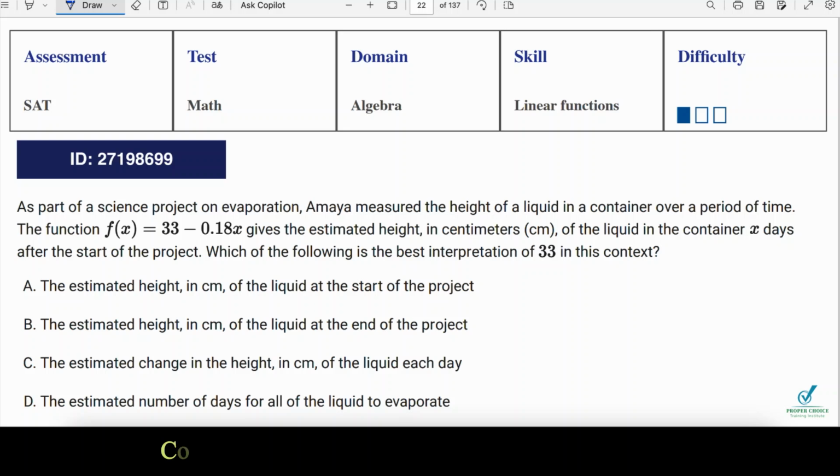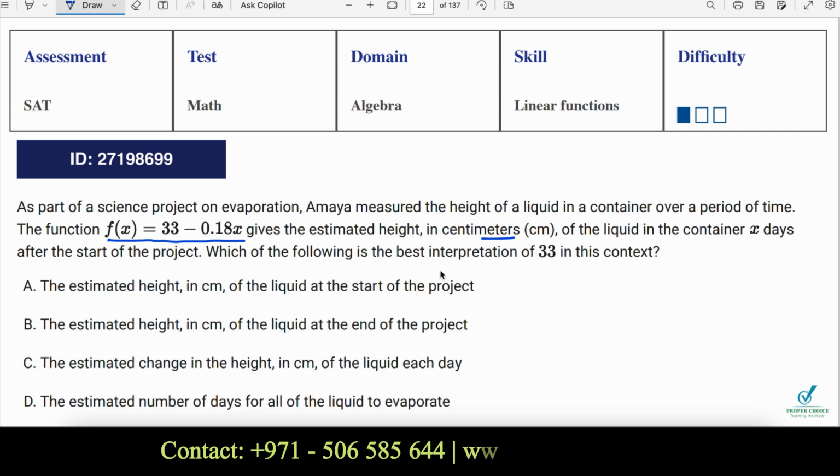This kind of question is very common in the SAT test. It says, as a part of a science project on evaporation, Amaya measured the height of a liquid in a container over a period of time. The function f(x) = 33 - 0.18x gives the estimated height in centimeters of the liquid in the container x days after the start of the project.